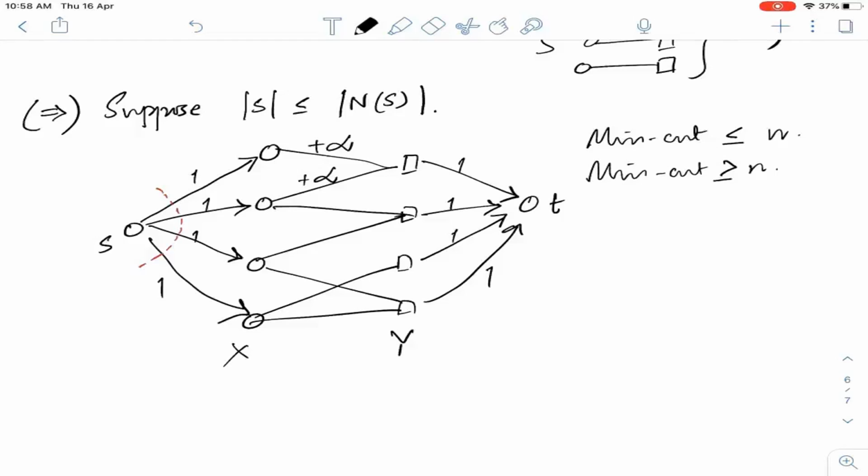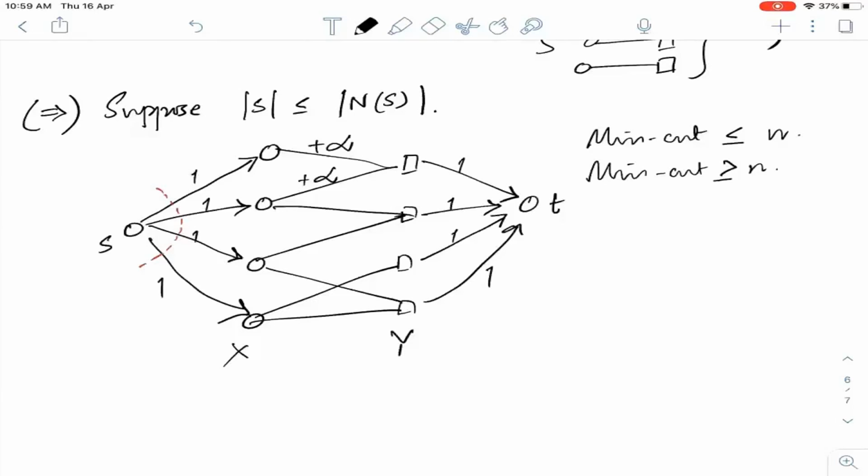So now you can apply the max flow equals min cut theorem. That will give you that the max flow in this graph is exactly equal to n. And what does that imply? Well, that will imply that there is a perfect matching in this graph. So this is the series of implications. But all this will depend on whether you can prove the min cut is at least n. So let's see if that is the case.